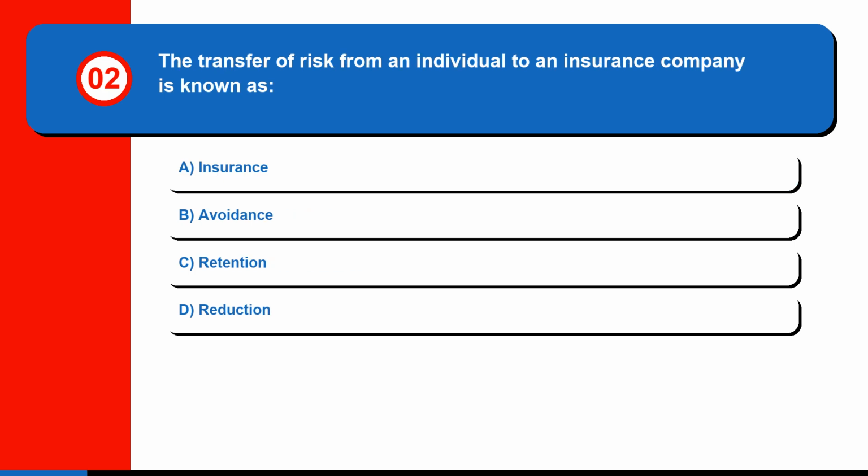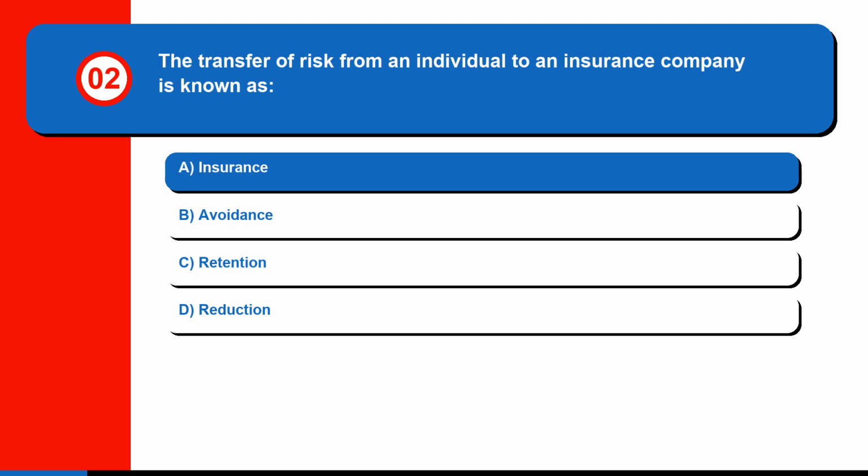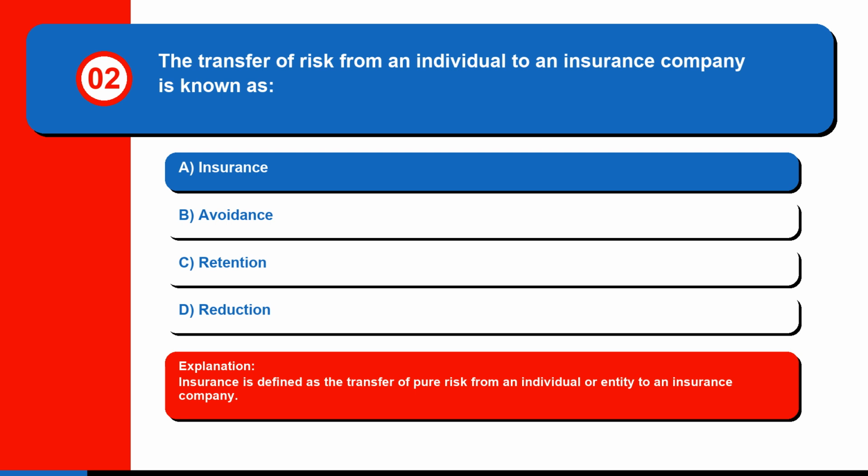Question 2. The transfer of risk from an individual to an insurance company is known as A. Insurance, B. Avoidance, C. Retention, or D. Reduction. The correct answer is A. Insurance. Insurance is defined as the transfer of pure risk from an individual or entity to an insurance company.